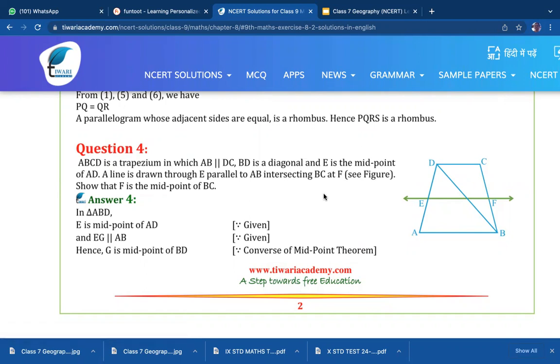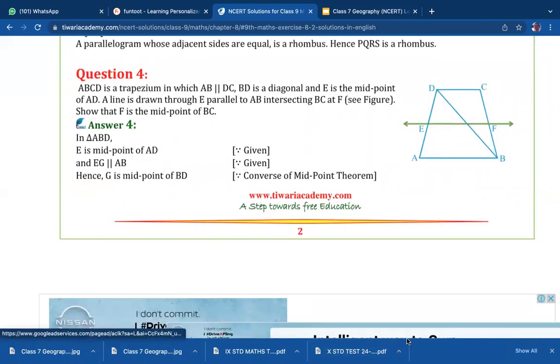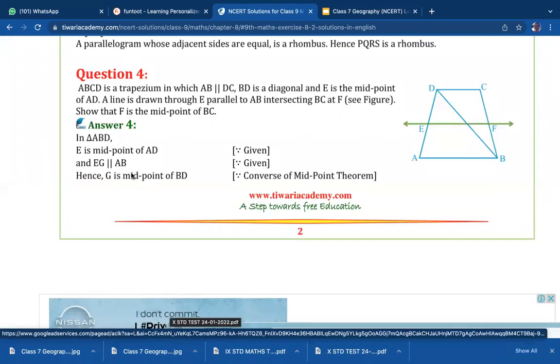We are doing the chapter Quadrilaterals, exercise 8.2. Let's go to question number 4. Let me read the question.